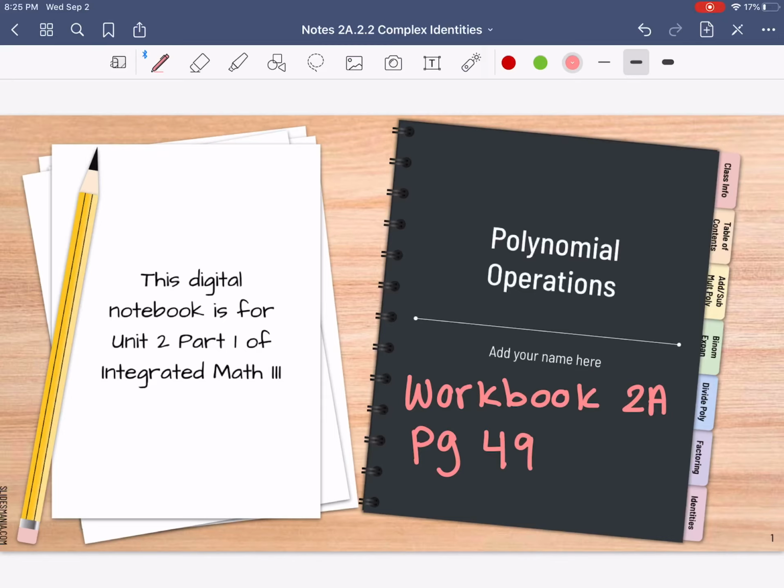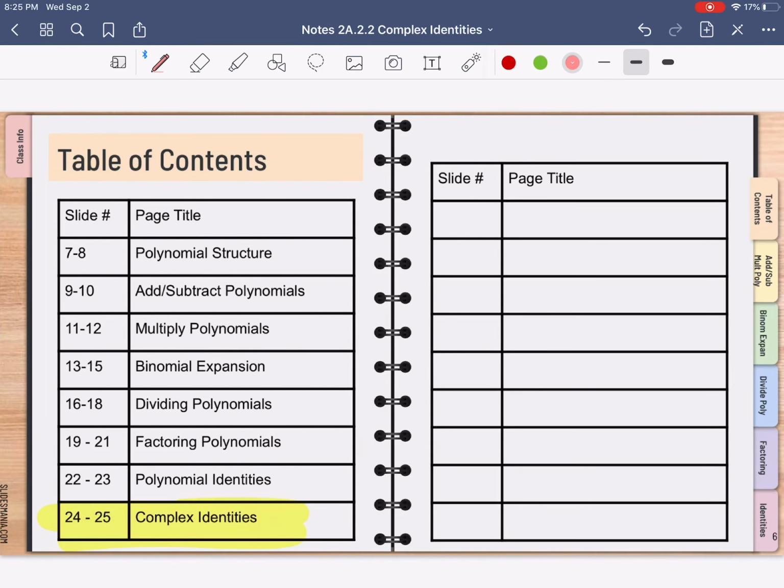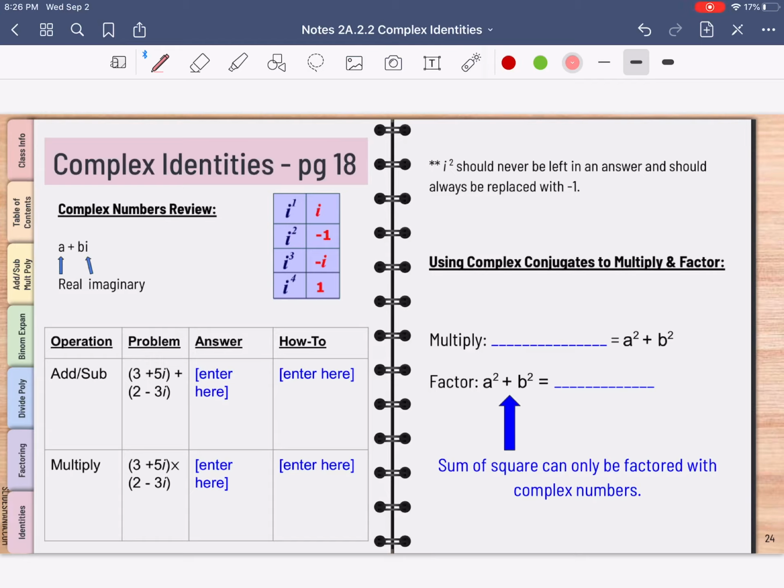Hi, so these are our notes for complex identities. It's our last little set of notes for our Unit 2A, Part 1. So you guys can go to your table of contents right there, highlighted slide 24 and 25 is complex identity. So you can pause here so you can write that down. So you guys should go ahead on over to slide 24.